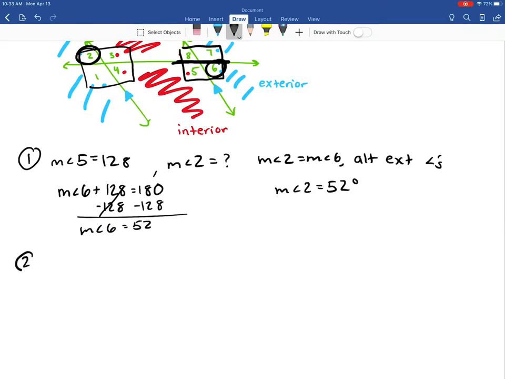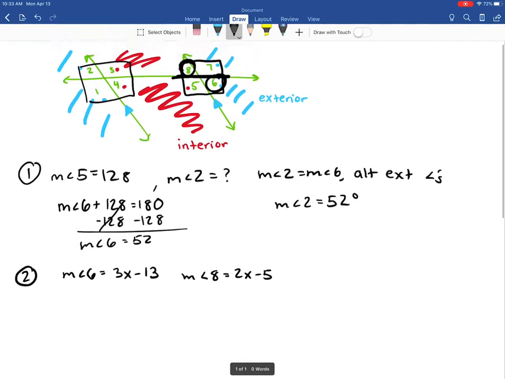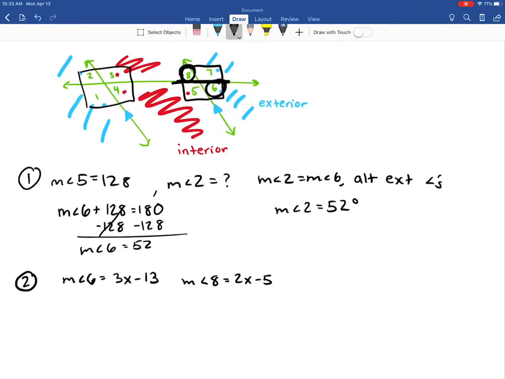Number 2 is asking about the same picture. It gives me angle 6 is 3x minus 13, and angle 8 is 2x minus 5. What's the value of x? So I have 6 and 8. Well, they're on the same foursquare court completely, so they're not in the same player position. They're not corresponding. I have one exterior and one interior, so I don't have alternate interior or alternate exterior.